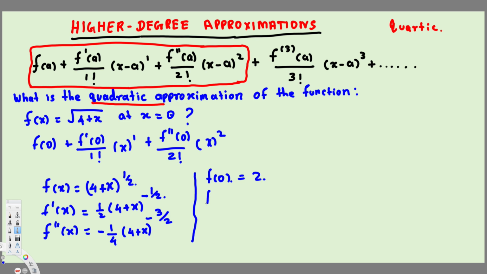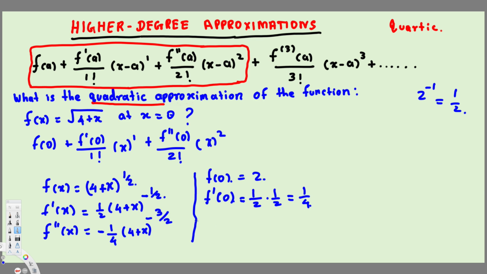Now let's go ahead and find f prime 0. If you apply 0 for this one, this is going to be half, and the inside is 4 again, which is the same as 2 squared, so the square cancels with the half, and you are going to end up with 2 power negative 1. 2 power negative 1 is the same as 1 over 2. So this is 1 over 2 times 1 over 2, that's going to give us 1 over 4.